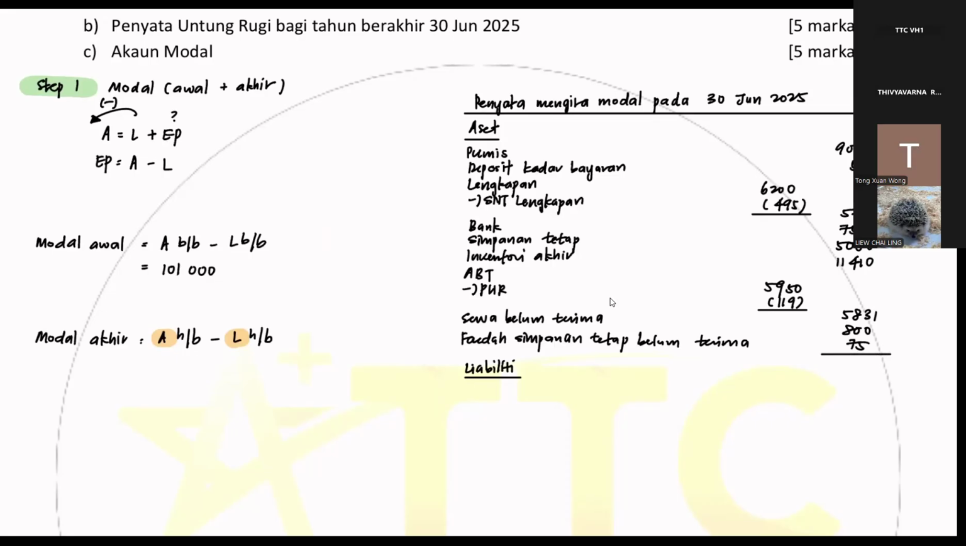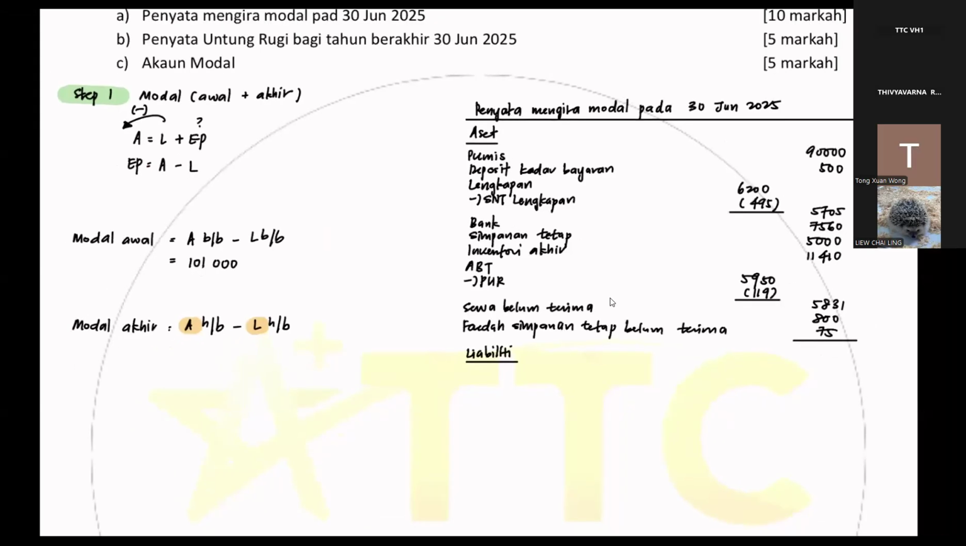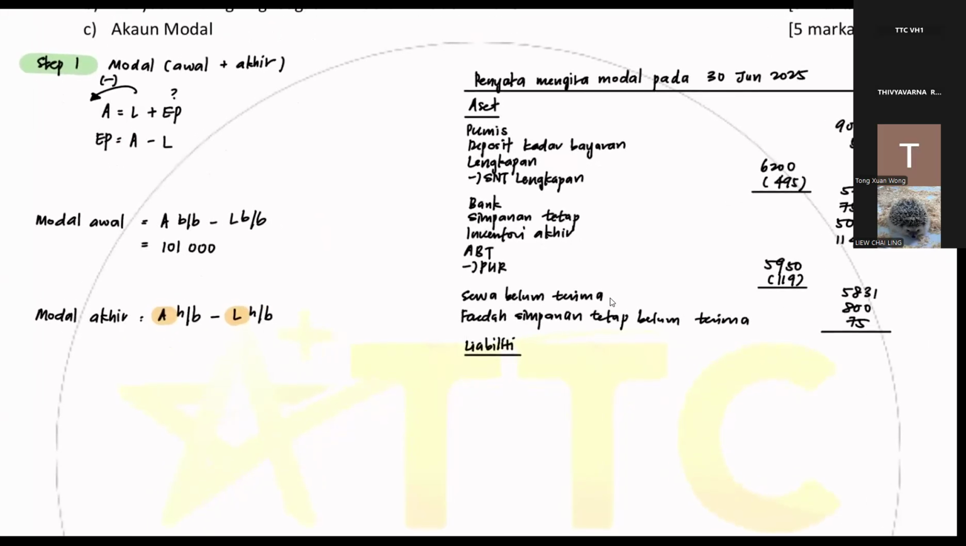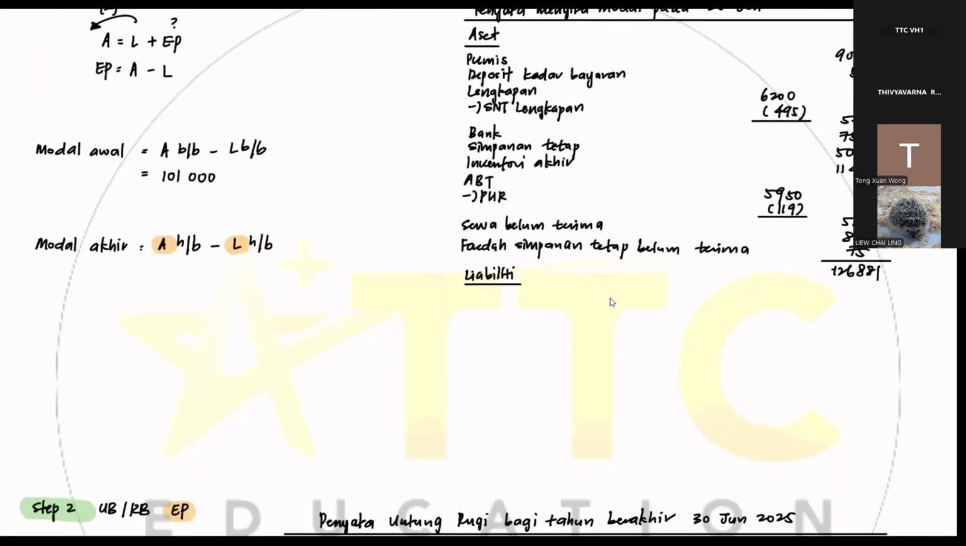$75. Okay, let's see the total. How much? You will be able to get 126,881. Okay, then continue by liability.